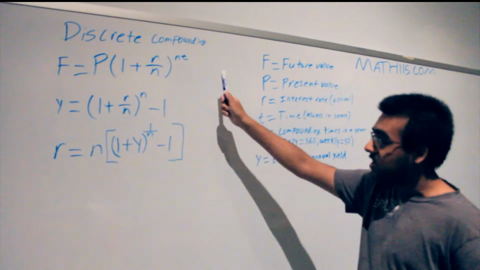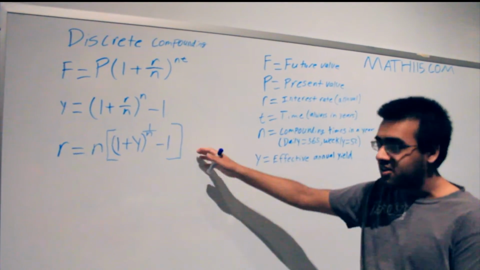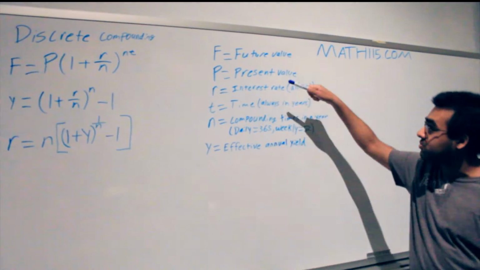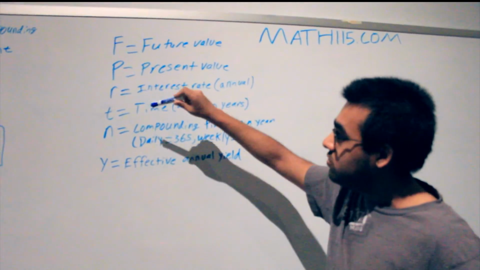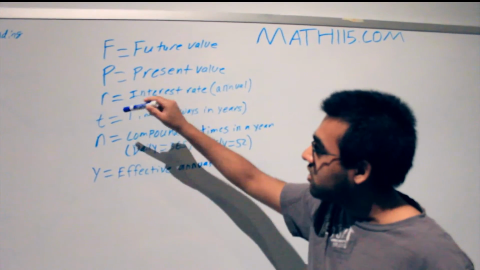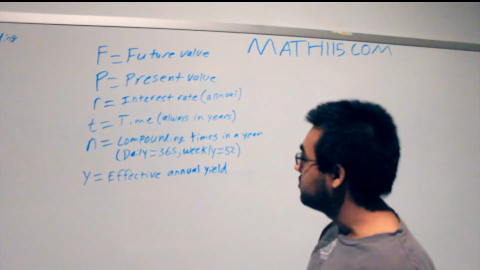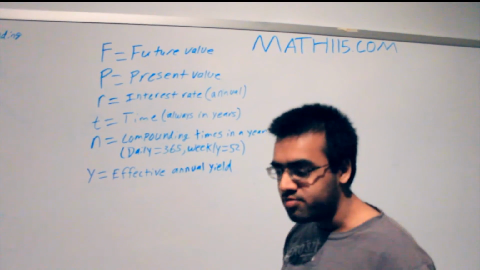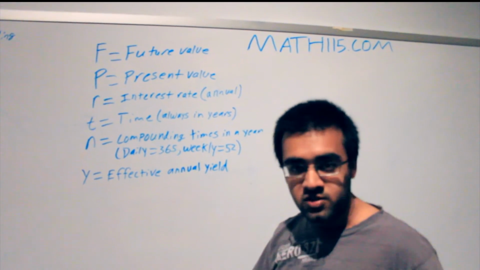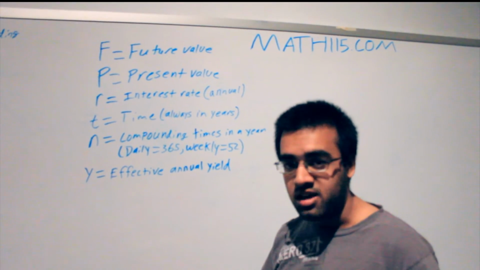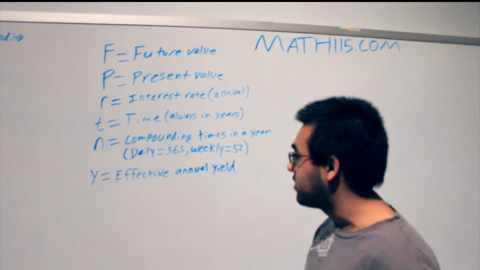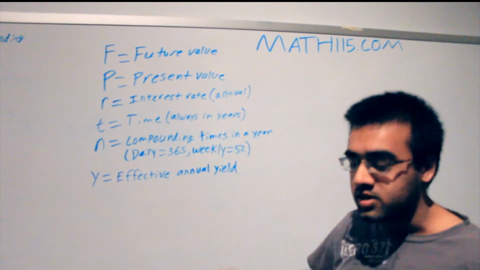So there's a lot of little letters in here. It's not a lot of numbers, right? So let's explain what all these letters mean. F is future value, P is present value, R is the interest rate. Now this is an annual interest rate. So if they tell you that they're going to give you 5% interest over 6 months, that's actually 10% annual interest, right? So you have to always make sure that your interest rate's annual.